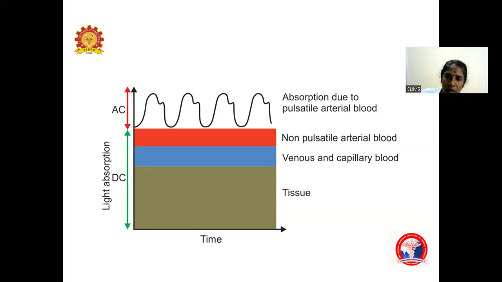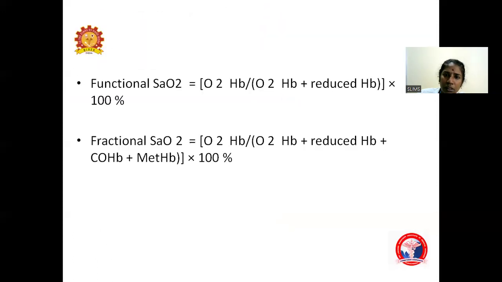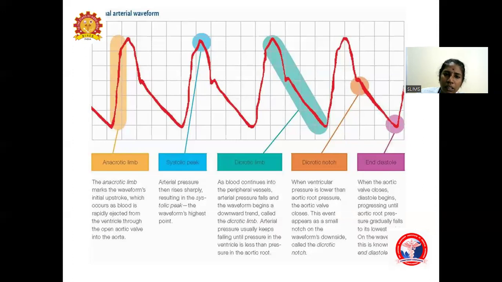So mainly the pulsation is transmitted as the waveform, and this waveform we can use for the SpO2 monitor. See the picture. What does the waveform depict? The arterial waveform: anacrotic limb, systolic peak, dicrotic limb, where we have the diastolic notch. If there is any arrhythmia, we will have variation in this waveform. If there is any variation in this waveform, we should suspect the patient has an abnormality in the heart rhythm.